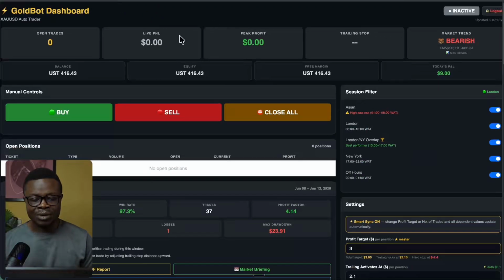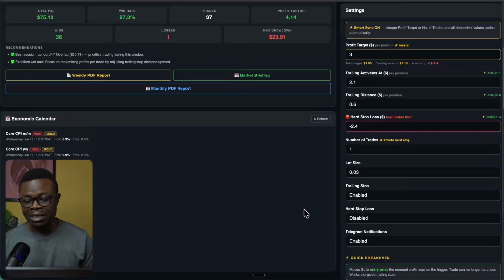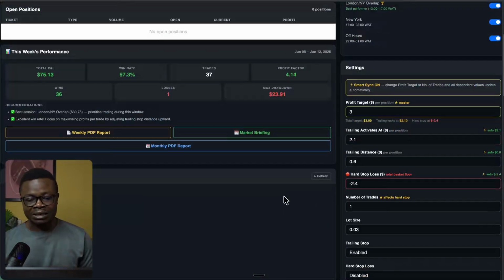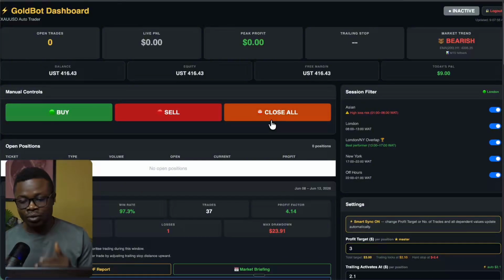I think in my previous video, I've already explained that if I click on the buy option here, whatever I specified down here, if I specify to enter 5 trades, 10 trades at a time, once I click on the buy button, it does that. When I click on the sell button, it does that. And then the close all button is to close everything right here.